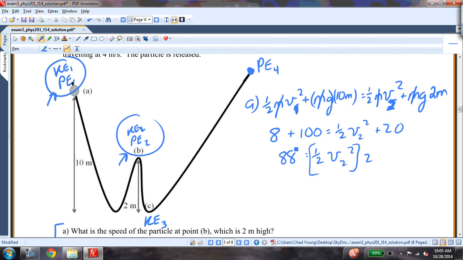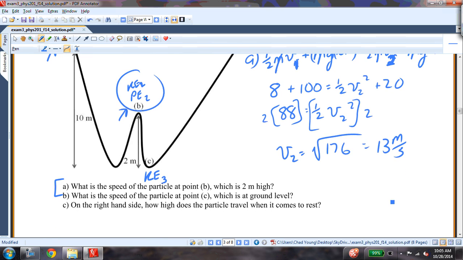Multiply both sides by 2. Take the square root of both sides, and V2 then is going to be the square root of 176, which is 13 meters per second.